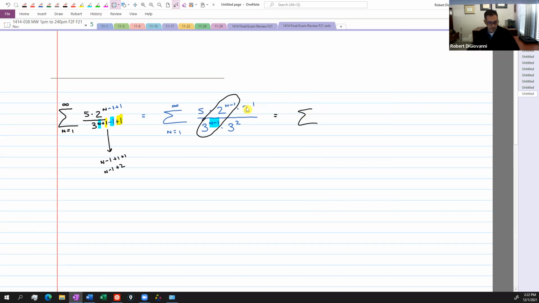There's a 2 here. There's a 5 here, that's 10. And on the bottom, 3 squared, that's 9. And then this right here, since they both have an n-1 power, I can write as 2/3 to the n-1. And now this does look like what we needed it to look like. We need it to look like this, AR to the n-1. And this will give us an answer as long as the absolute value of R is less than 1. And that's our R, that's our A.